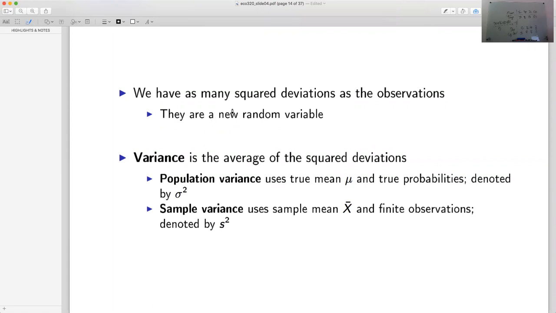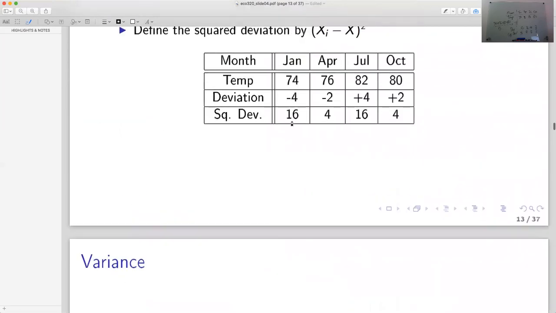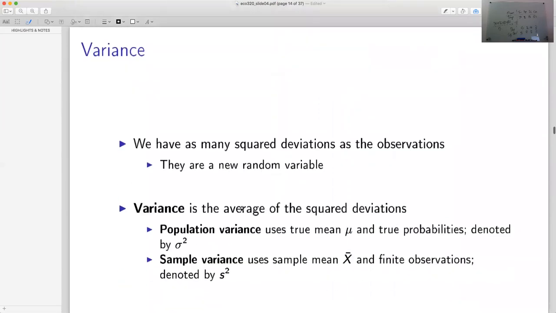We have as many square deviations as observations. They are a new random variable. So variance is the average of the square deviations. This is quite an important concept. That's why I told you 16 plus 4 plus 16 plus 4 divided by 4 is actually the variance. In other words, that is the average of the square deviation.